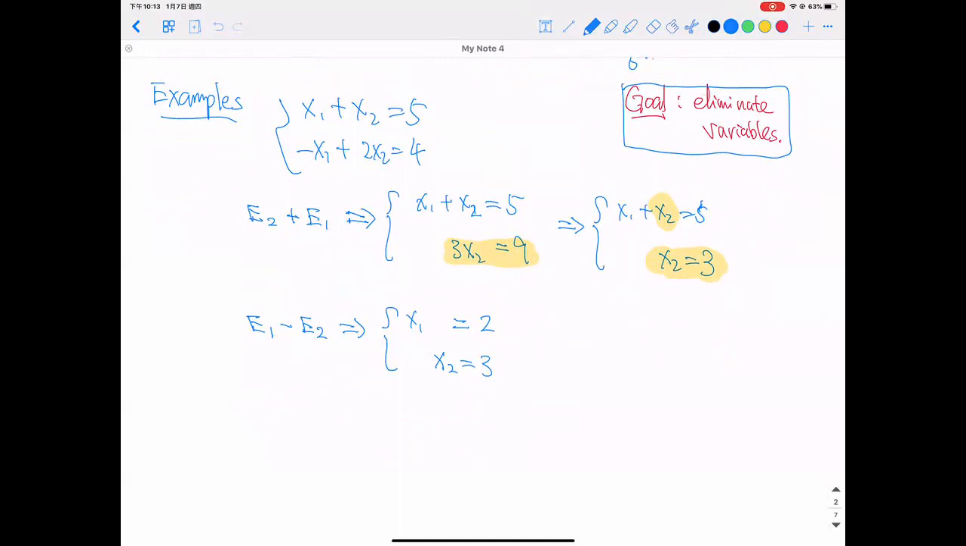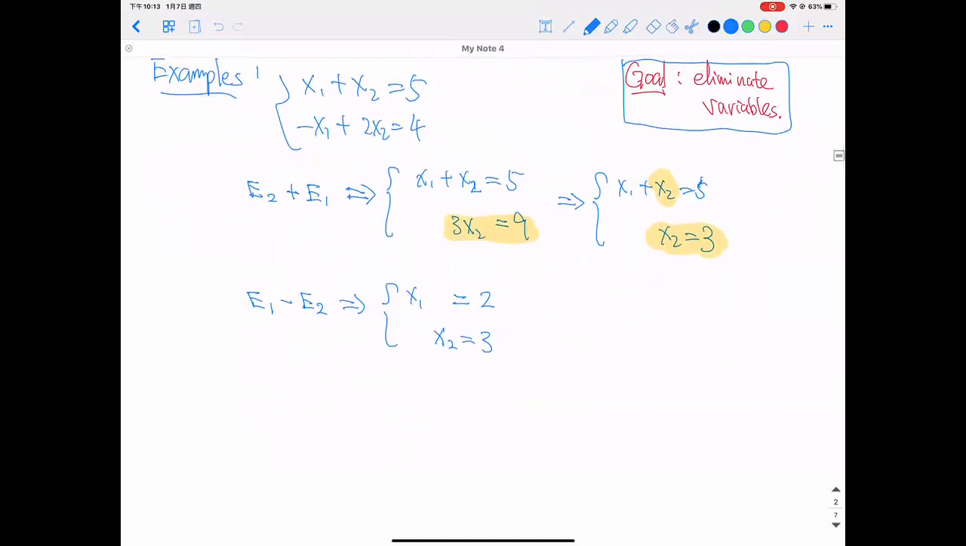Okay, so that's one example of how things are done. Let's do one more example. So this is the first example. Say, second example.